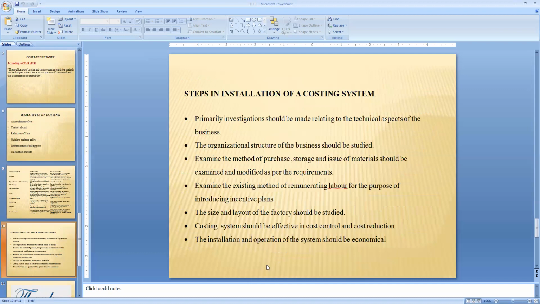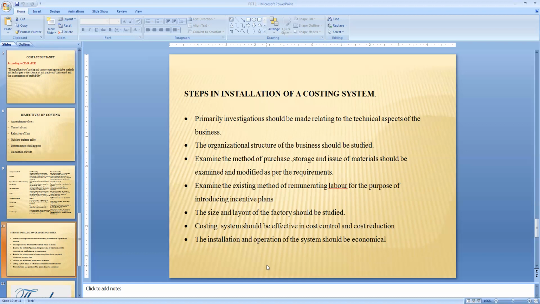Let us now study how the costing system can be set up, and how the steps can be taken for the installation of a costing system. The installation of a costing system requires the following steps to be taken.